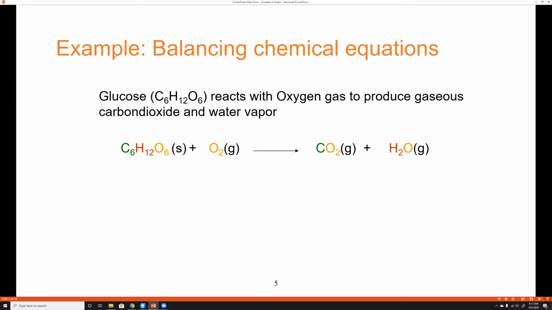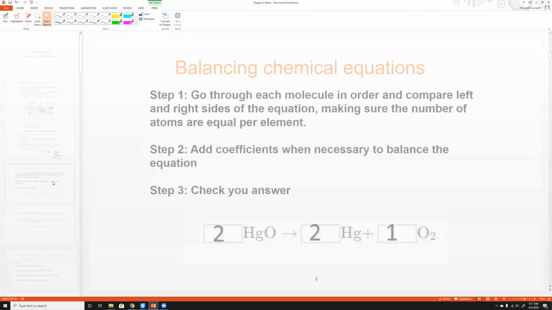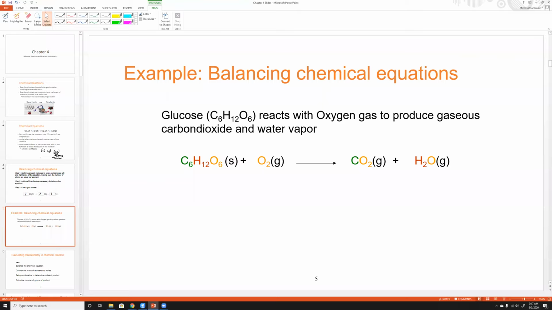Here's one of them. So you have glucose reacts with oxygen to produce gaseous carbon dioxide and water vapor. So let's do this exact same approach, using the pen this time. So let's look at carbon. There are 6 carbons here. Carbon 6, C6. Let's go on the right side. There is 1 carbon. So that means you write a 6.